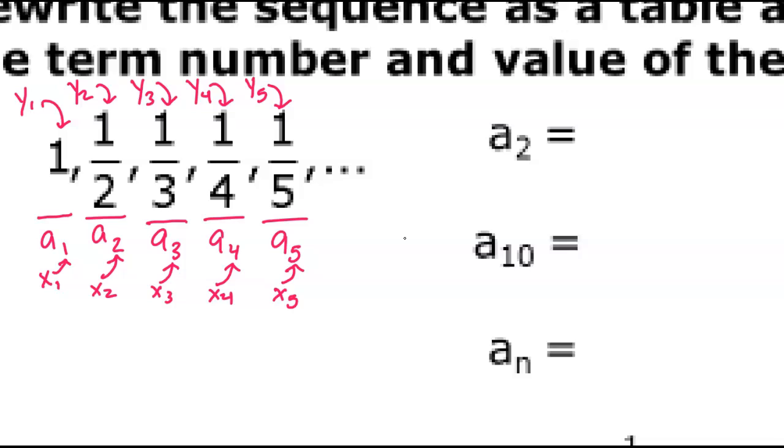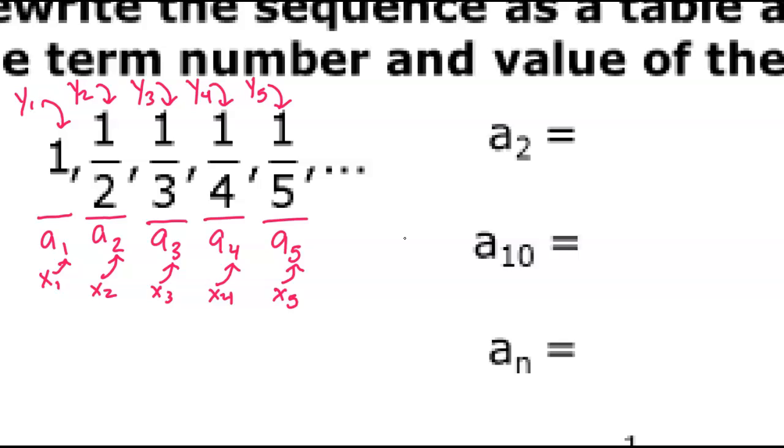So, what pattern do you recognize in this sequence? It's getting smaller. What relationship do you see between the term number, the position number, and the term's value? Well, it's decreasing, but the denominator is increasing by 1, but the numerator is staying as 1.